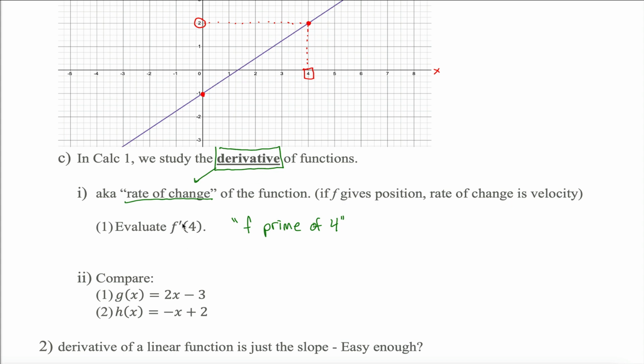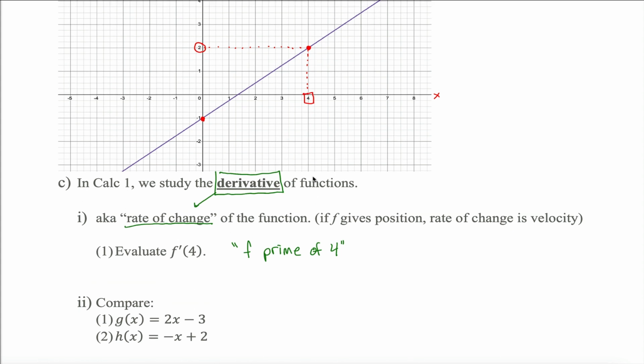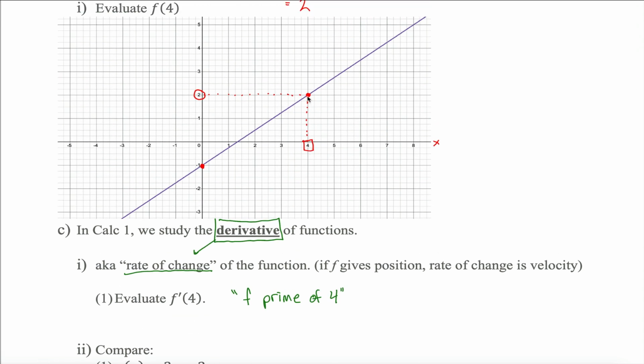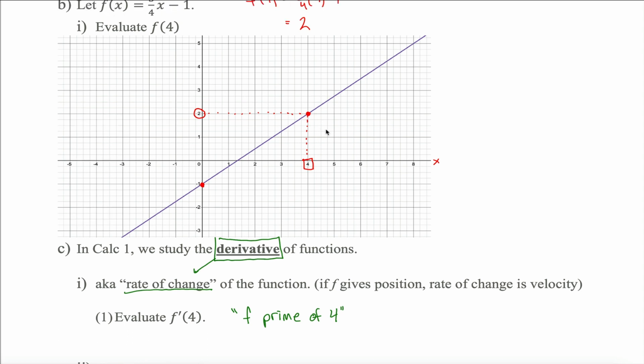How do you evaluate f prime of 4? Well, what you have to figure out is, at this point where x equals 4, this little red dot right here, at what rate is your function changing? It turns out that's a really deep question that's going to be super hard to do generally in our class, but in this specific example, it's pretty easy.